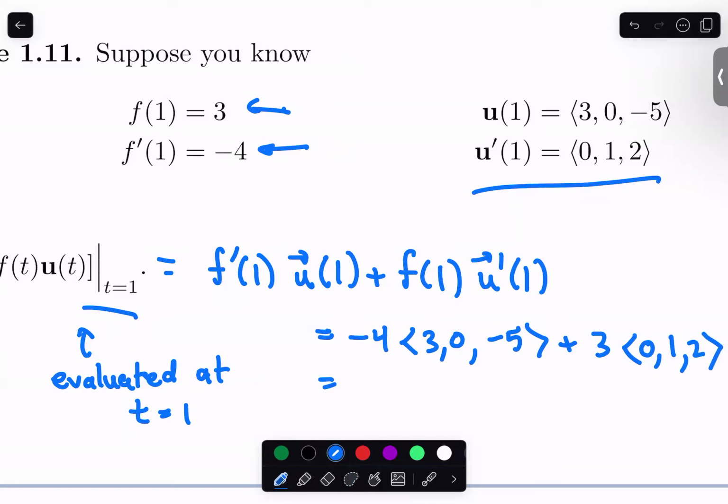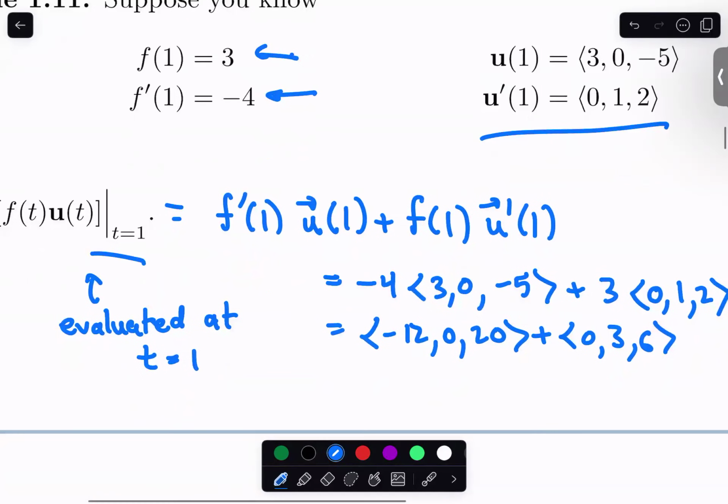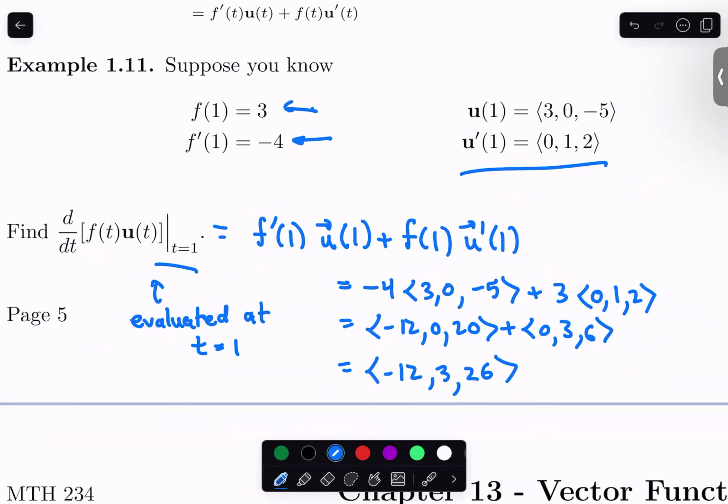So why don't we go ahead and simplify this down as much as possible. I'm going to have -12, 0, 20 plus 0, 3, 6 once I evaluate out my scalar multiplication. Once I evaluate out my vector addition, I'm going to have -12, 3, 26. Something like this is probably not substantial enough to be a free response style question on a quiz or an exam, but it could certainly make a fine multiple choice, right? And then of course you could have 4 other answers that don't work.